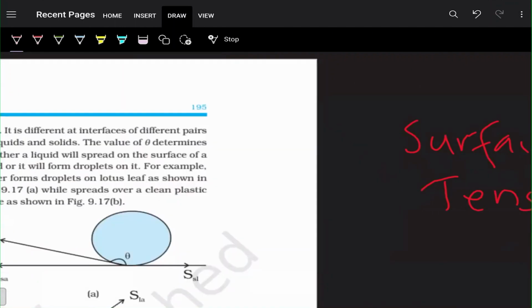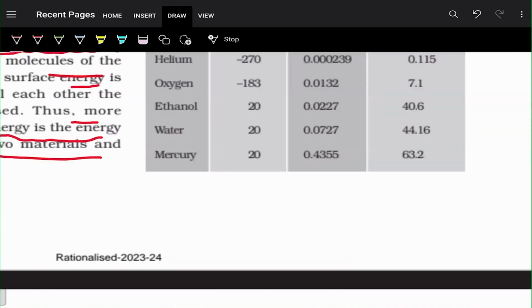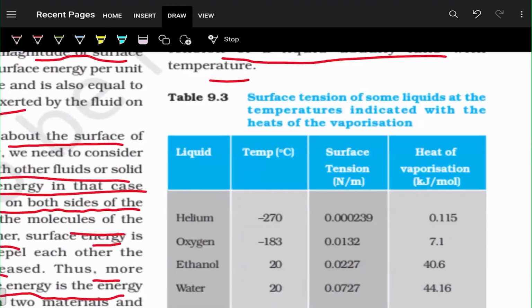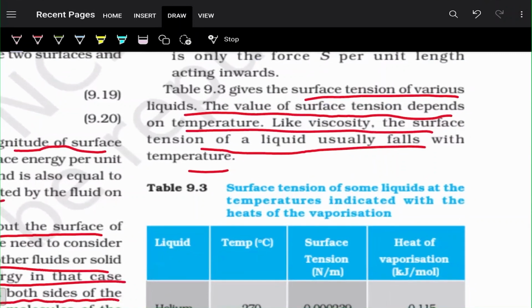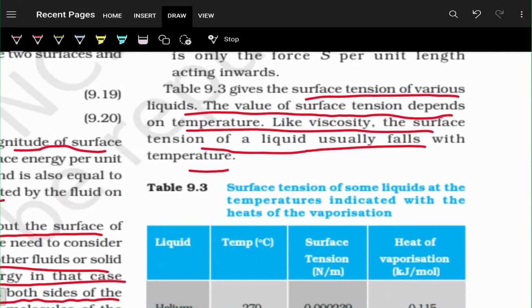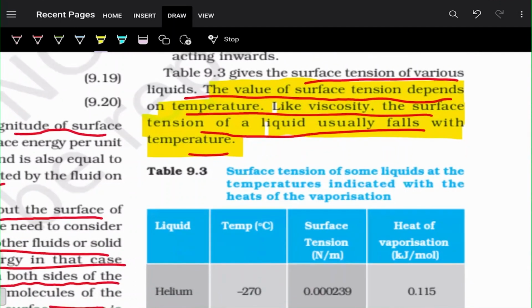What did NCERT clearly give? See, look. The value of surface tension depends on temperature. Like viscosity, the surface tension of a liquid usually falls with temperature.